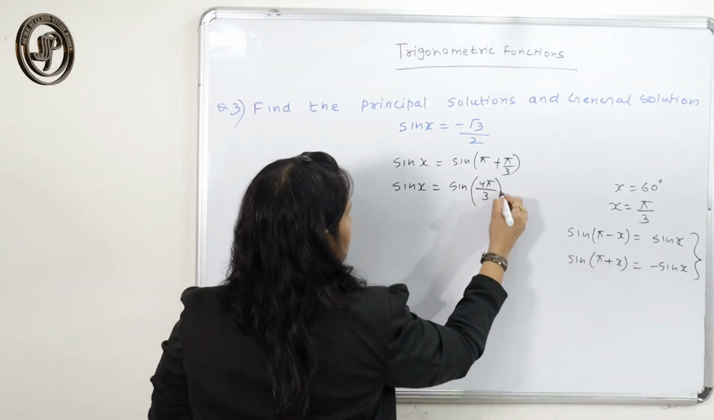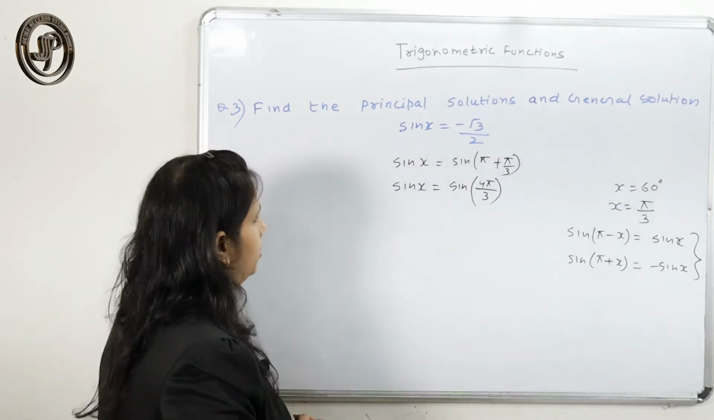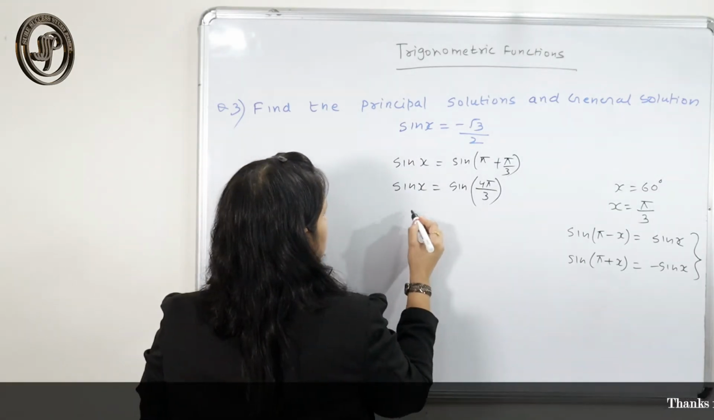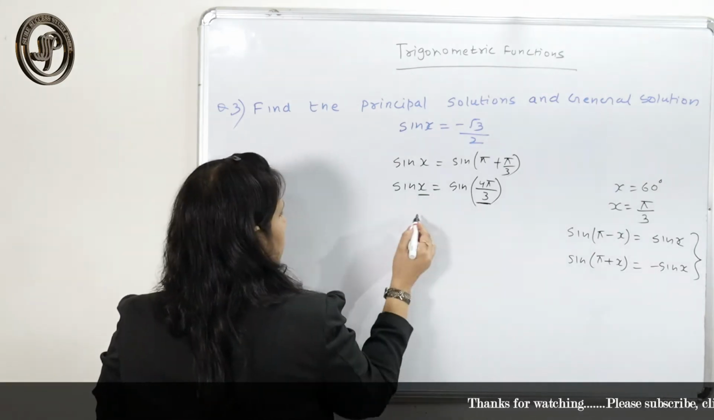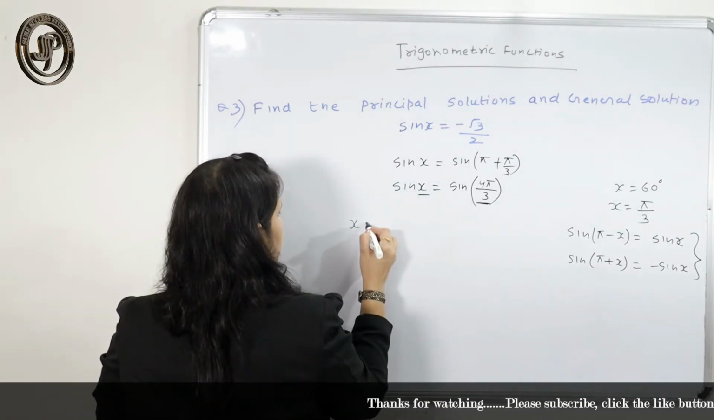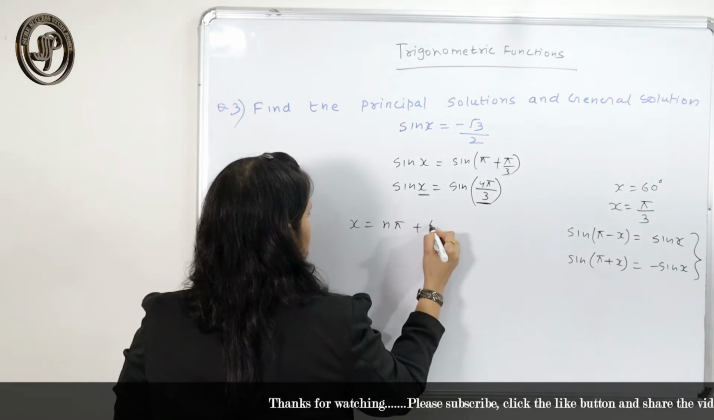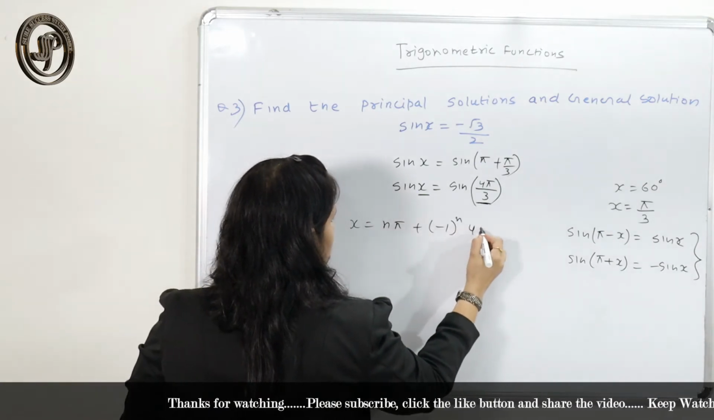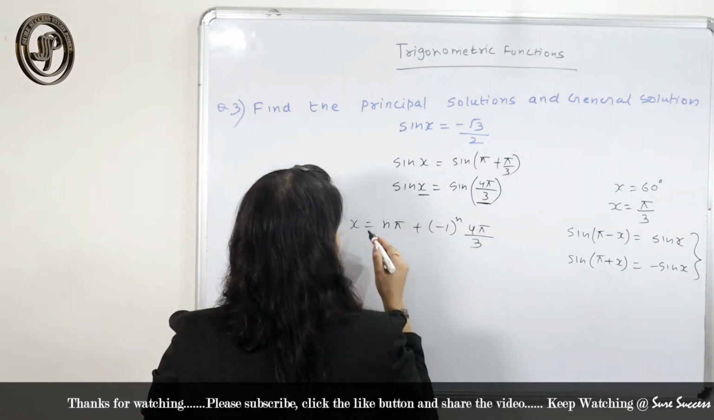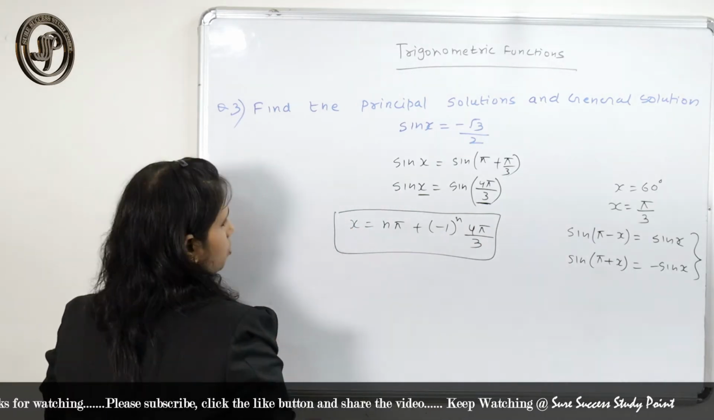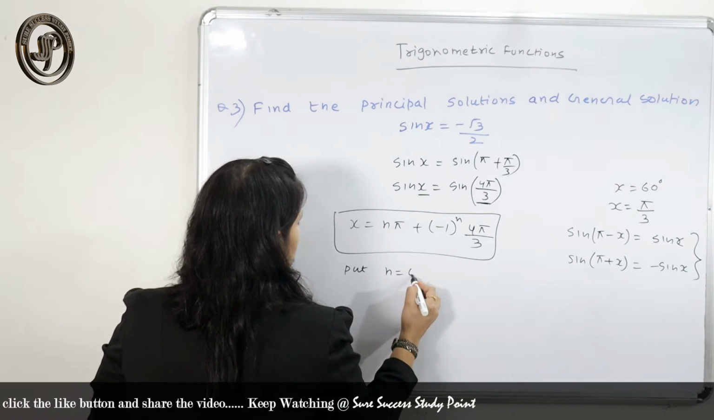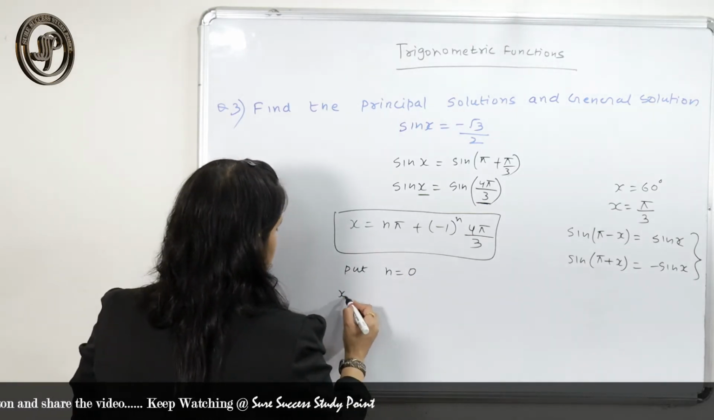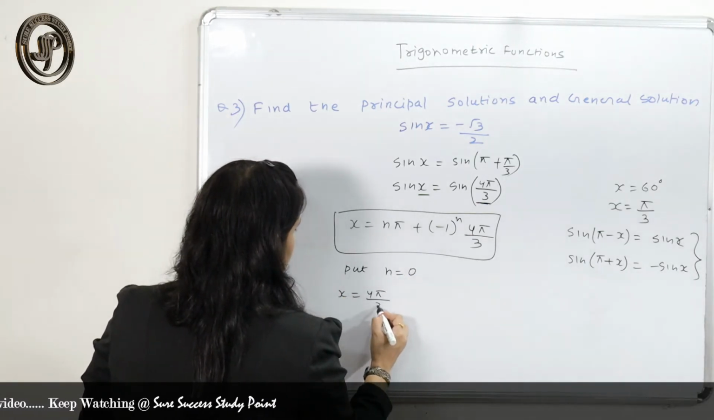4 pi by 3. Okay, so this is my theta and this is my alpha. Then if I just use the formula, x will be n pi plus minus 1 raised to power n into alpha. This is my general solution. So in order to find the principal value, put n is equal to 0. If I put n is equal to 0, x will be 4 pi by 3.